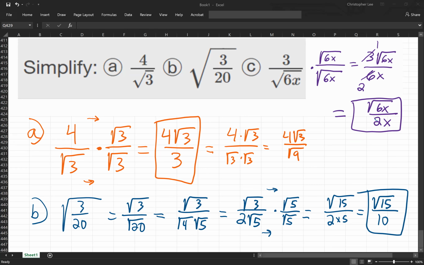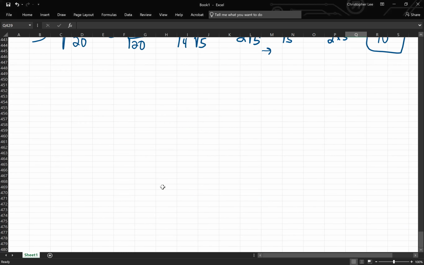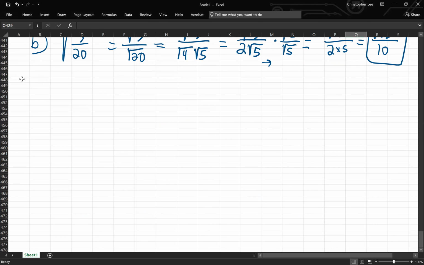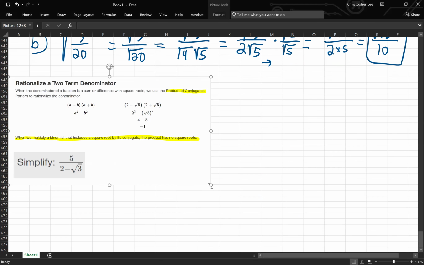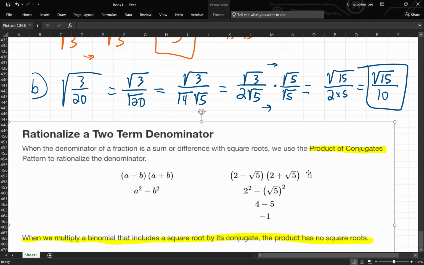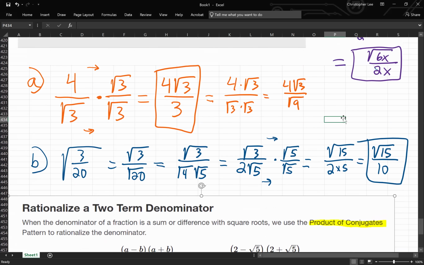So we're still talking about rationalizing the denominator, right? But now we're going to take it up a notch, just a little bit, not much. All right. So rationalizing a two-term denominator. When the denominator of a fraction is a sum or difference with square roots, we use the product of conjugates pattern to rationalize the denominator, right?